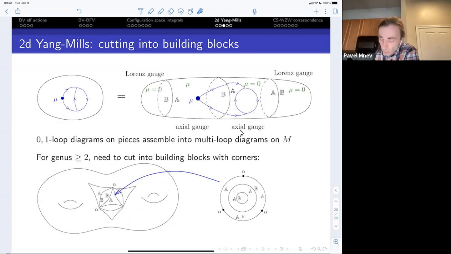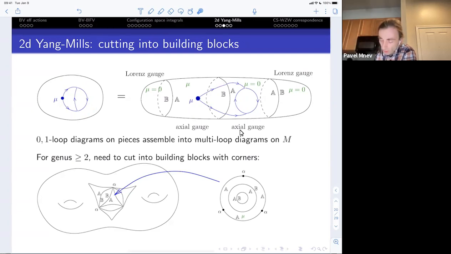In fact, for all these building blocks, you can calculate explicitly the partition functions, and you have only zero-loop and one-loop diagrams and nothing else. And multi-loop diagrams, for instance this one on the sphere, come from zero or one-loop diagrams on the pieces. For instance, this diagram comes from gluing these two diagrams on the pieces.